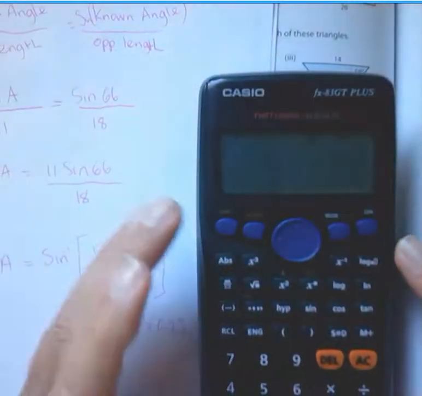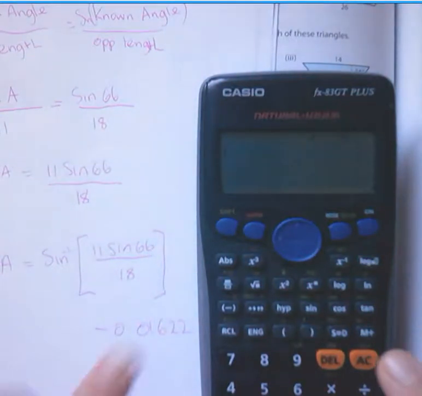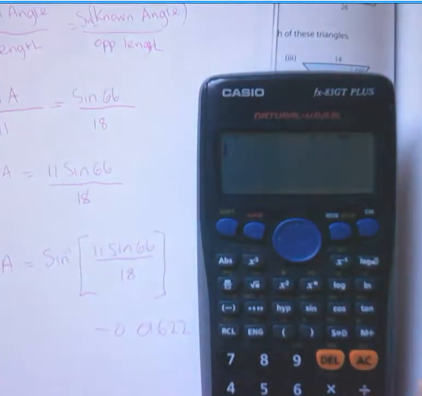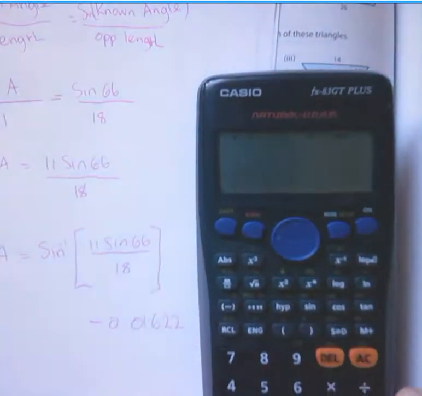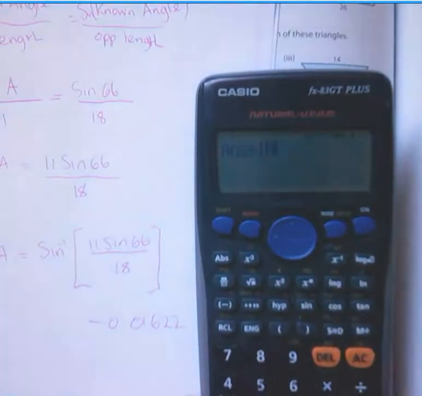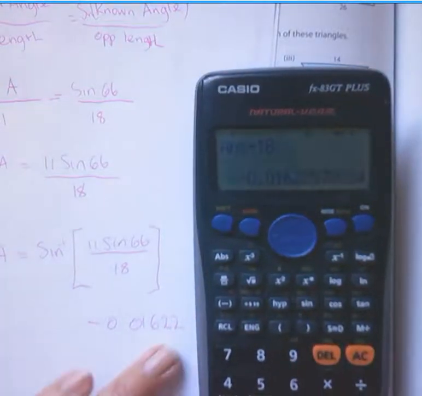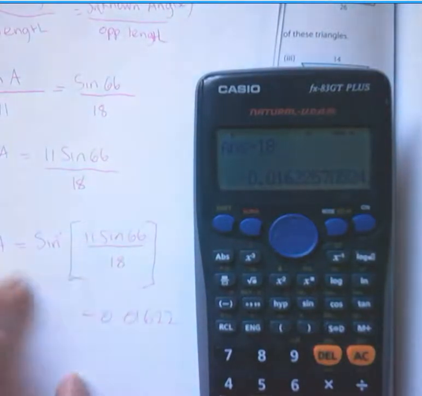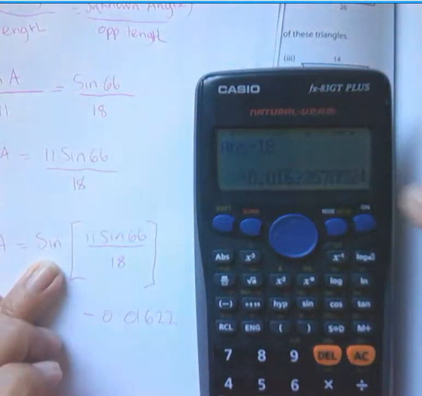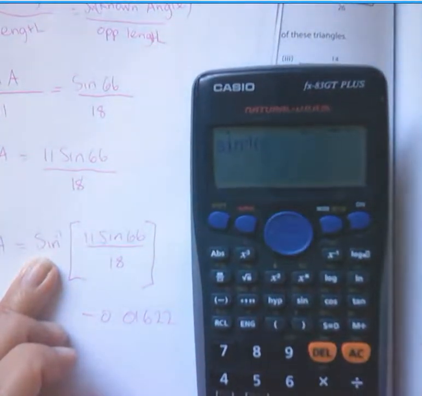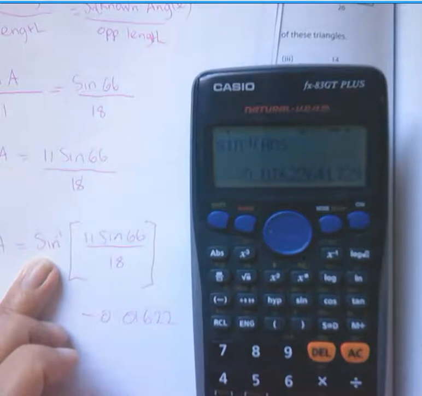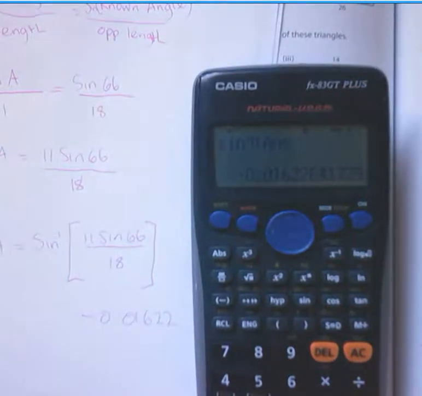So if I check my calculator work, if I work out the bit in the middle first, if I go 11 sin 66 equals, divide by 18 equals, so this is what this bit was. It wasn't working out sine minus, and then I get the inverse sine of it. I'm still getting the same answer, so I have done something wrong. So we'll pause that for a second and I'll work out what I've done wrong.